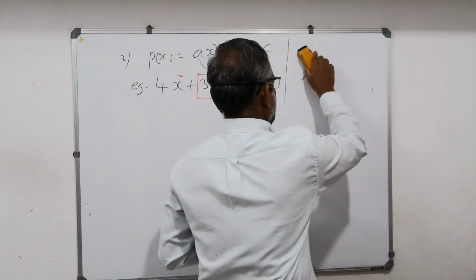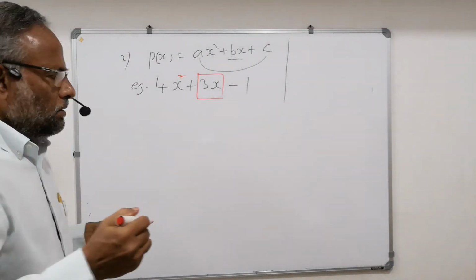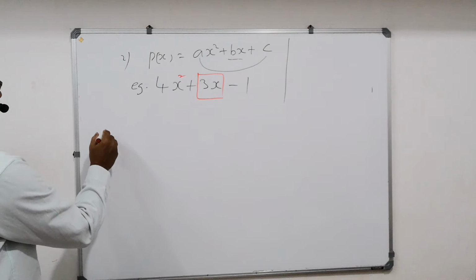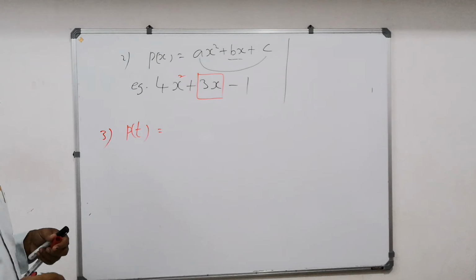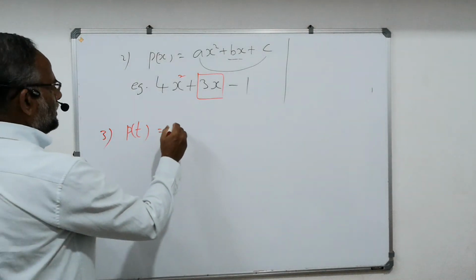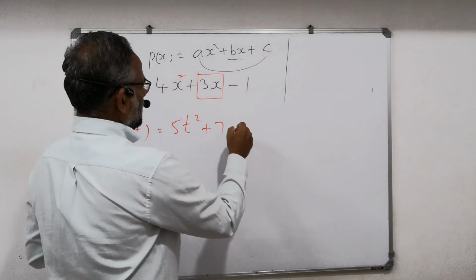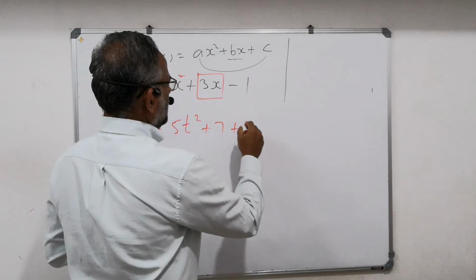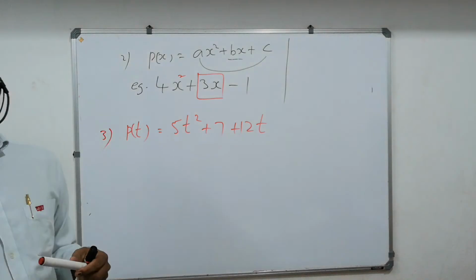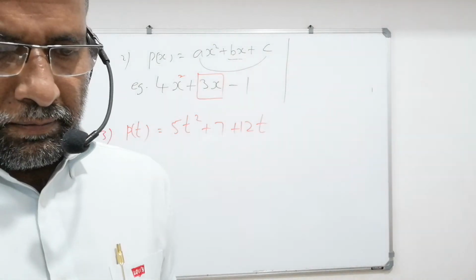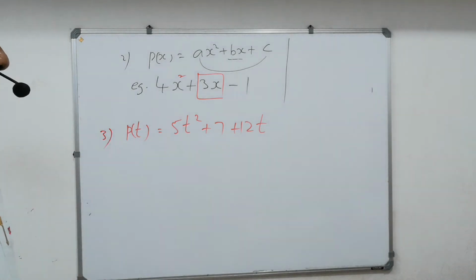Now, second one. Suppose the question is another example, third. Suppose P(t), this is a polynomial in t, P(t) is equal to 5t square plus 7 plus 12t. So, what is this? How can we do it?